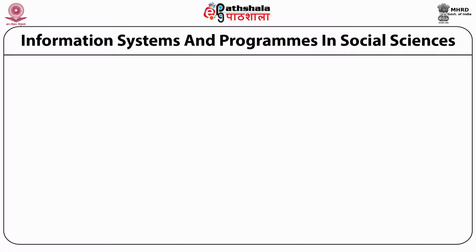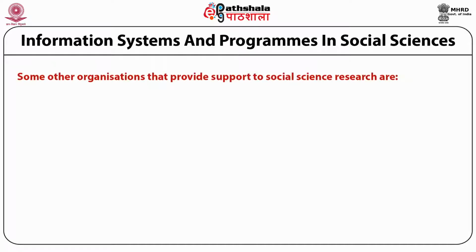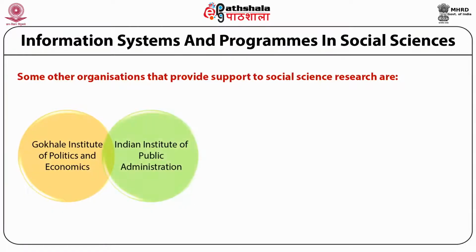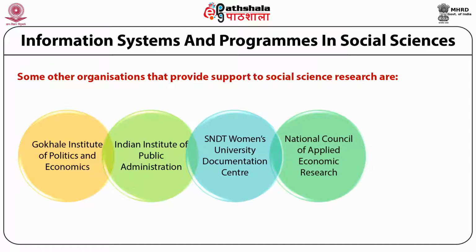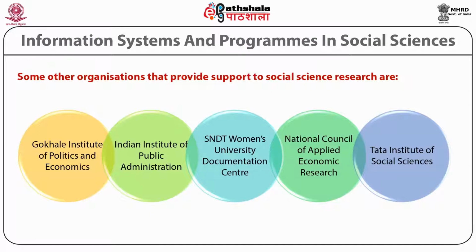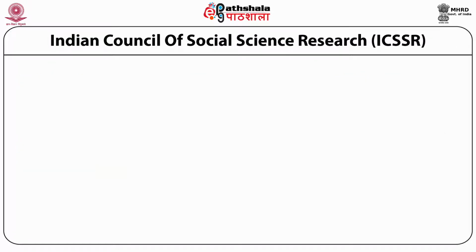Information systems and programs in social sciences. Some of the organizations, other than those already mentioned, in social sciences research are Gokhale Institute of Politics and Economics, Indian Institute of Public Administration, SNDT Women's University Documentation Center, National Council for Applied Economic Research, Tata Institute of Social Sciences. Indian Council of Social Science Research, ICSSR.